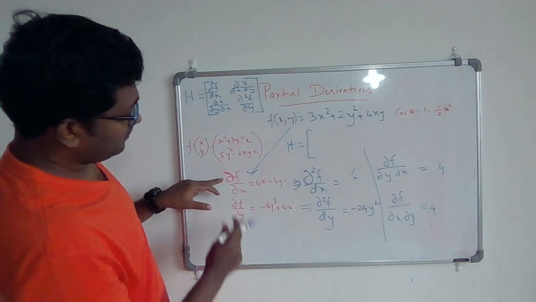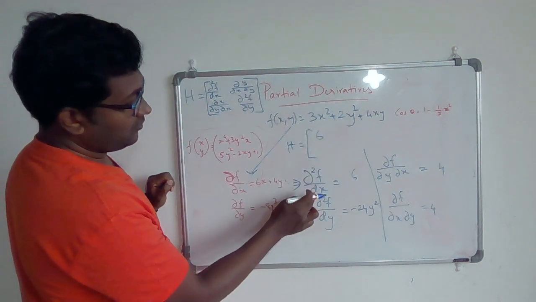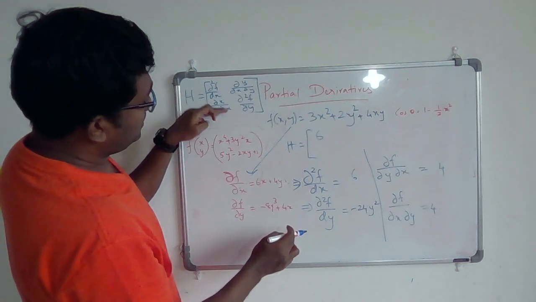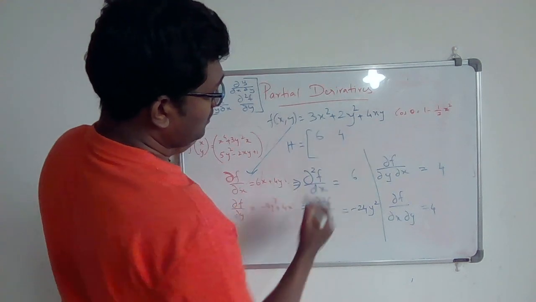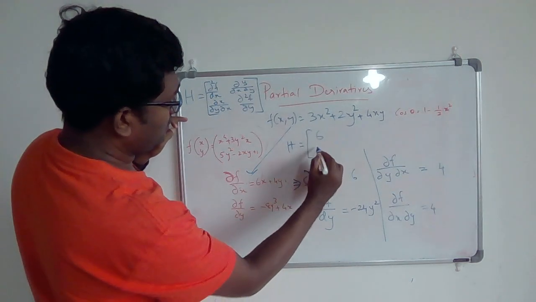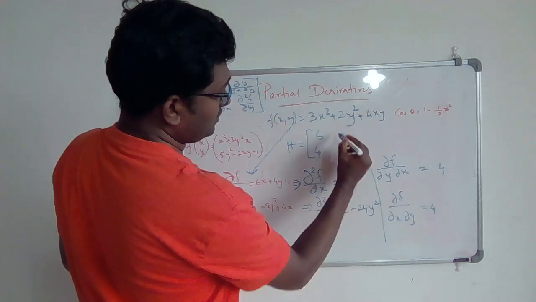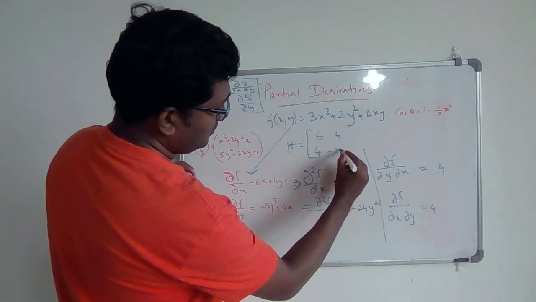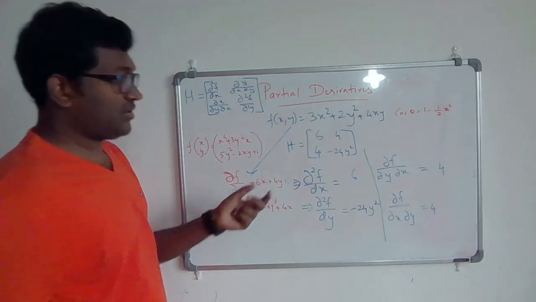So this is the second derivative with respect to x, this is 6. Then you have first with x and then with y, this is 4. Next, here first with y and then with x, this is 4. And then you have the second derivative with respect to y, which is minus 24y squared. Okay, this is what we call a Hessian matrix.